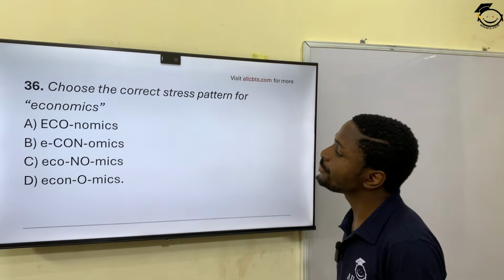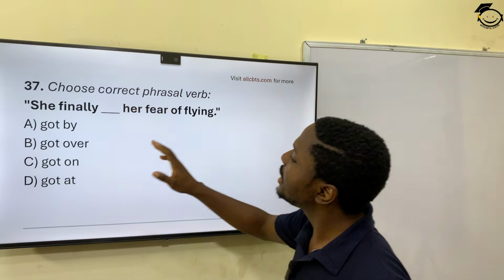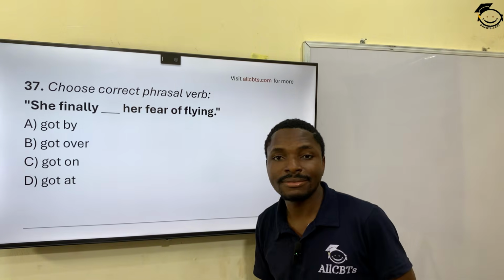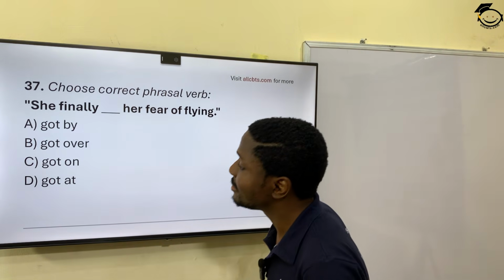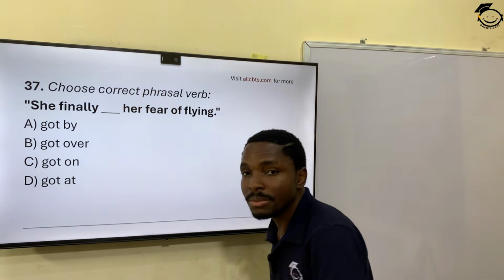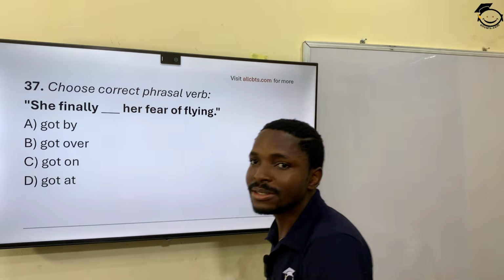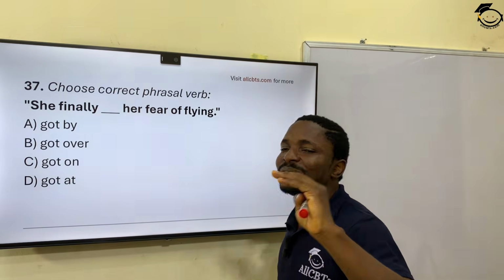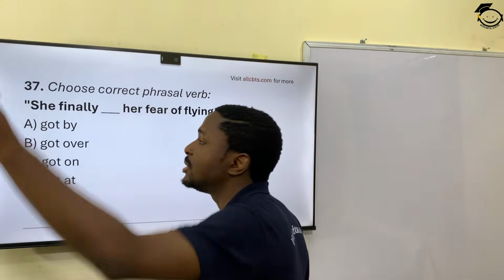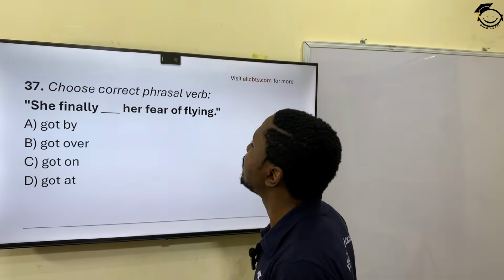And 37. Choose the correct phrasal verb. She finally got over a fear of flying. Not got by, got on, got at, no, got over. When you overcome something, you got over something. Right. Yeah, you get it, you got that now. So when you triumph over something, you got over it, you overcome it. So she finally got over a fear of flying.